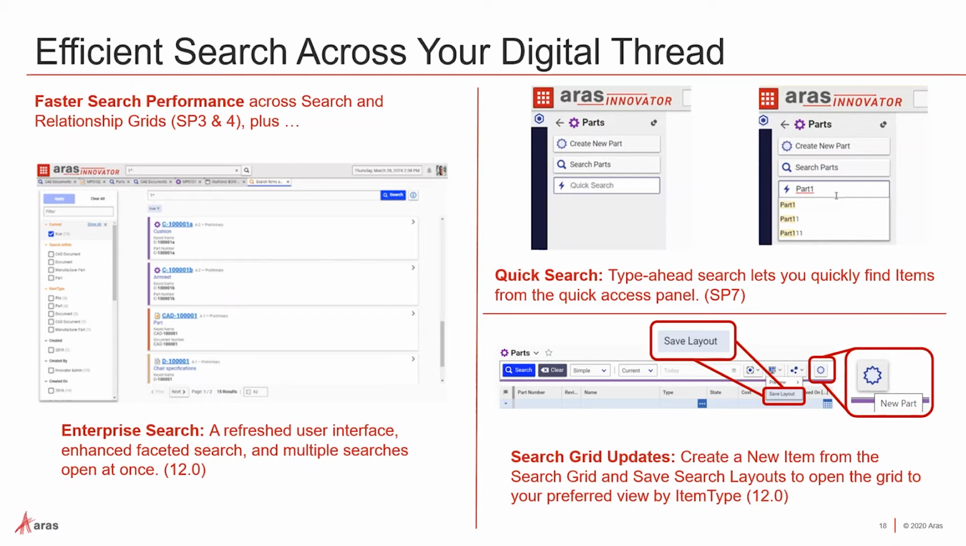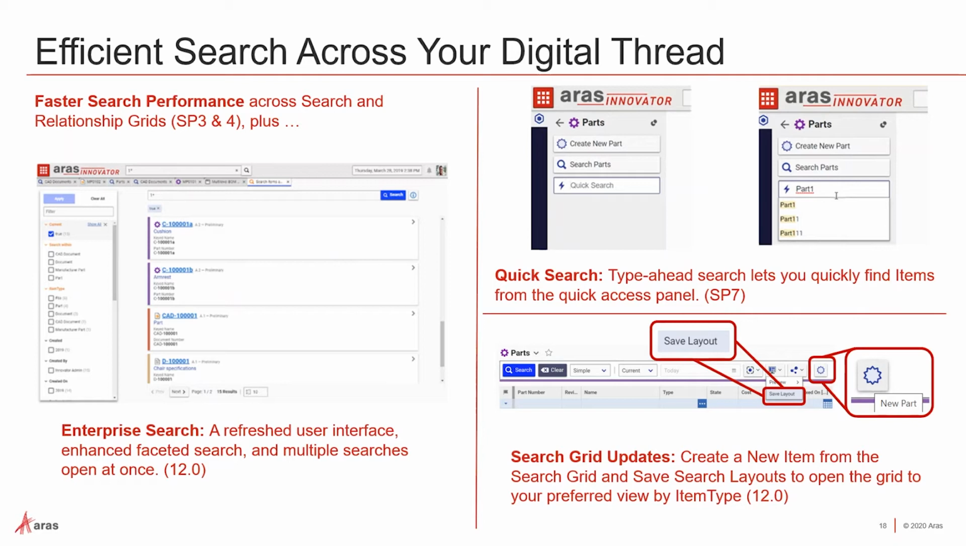Efficient search across your digital thread. A big part of efficiency is performance, so we have done some work on the technology side to improve search performance across the search and relationship grids. In enterprise search, which is our full text search across items and files, we have refreshed the UI, enhanced faceted search, and allow you to have multiple searches open at once.